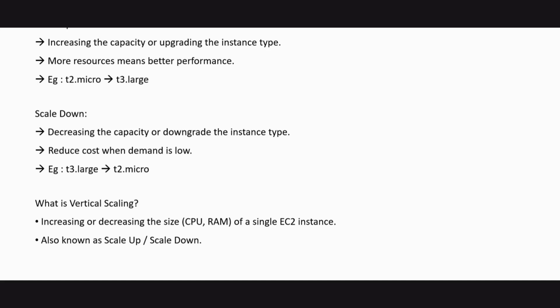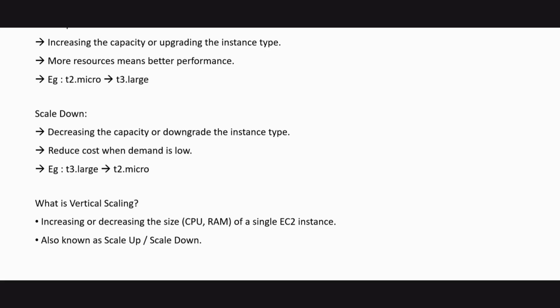Decreasing the capacity or downgrading the instance type reduces cost when the demand is low. If the demand is low, people start using the website only a few times. So I don't need to buy a more powerful hardware configuration server. For that, we use scale down. You decrease the server from the existing one. This is what scaling down means.